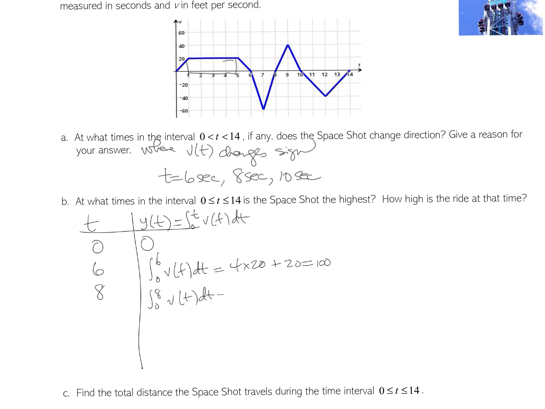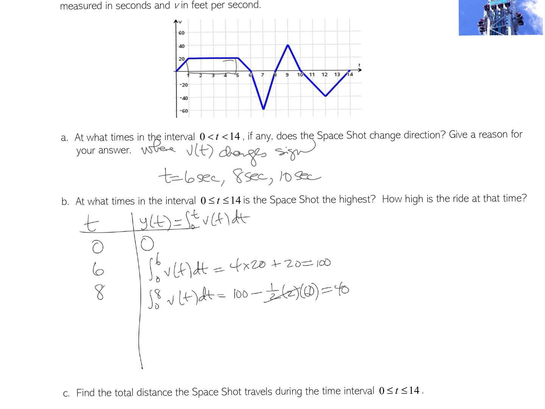Well, I've already figured out that it's 100. And then the area under the curve means I'm going to subtract. That is a triangle there, so I'm going to subtract 1/2. The base is 2. The height is 60. So the 2's cancel. So basically I'm going to get 40 out of that.